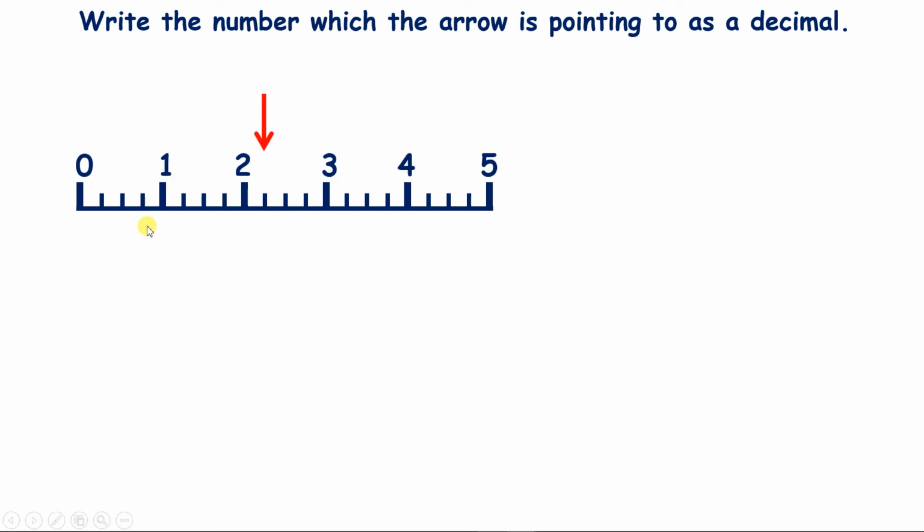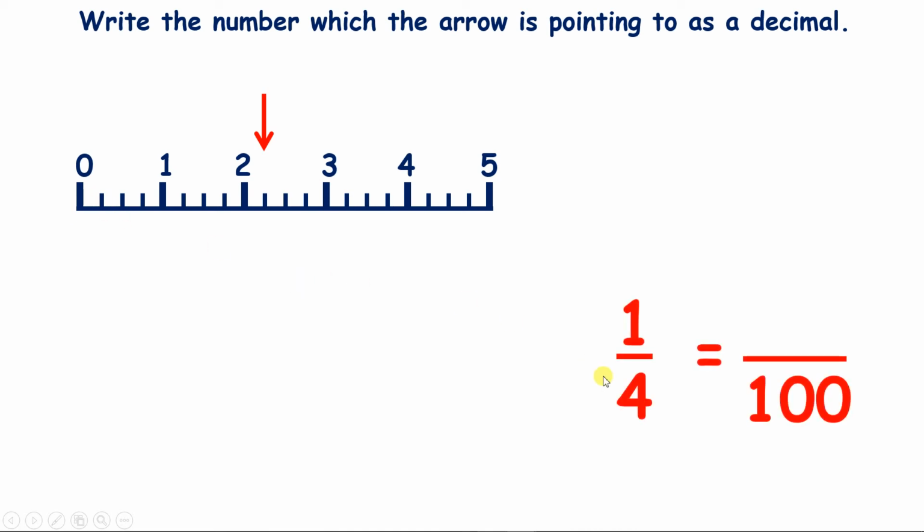Now we have a different number line. Again, we've got our whole numbers labelled, but to get from one whole number to the next, there are 1, 2, 3, 4 lines. So each of these lines is a quarter.